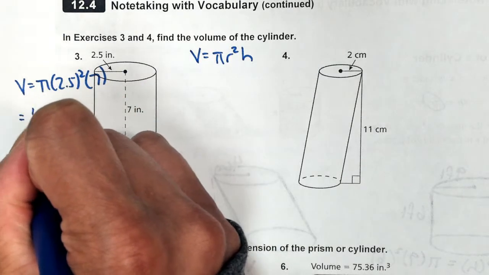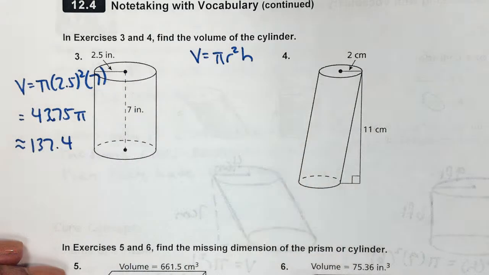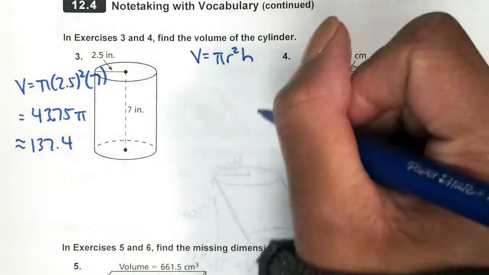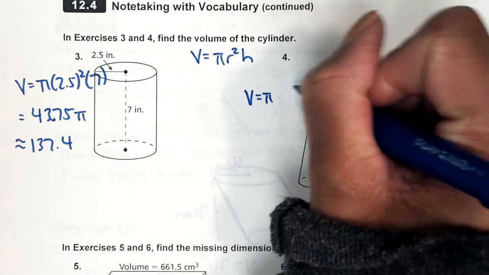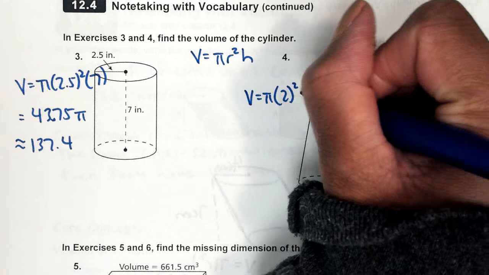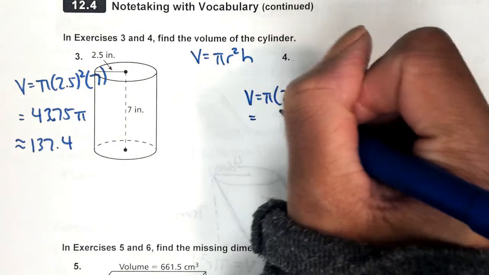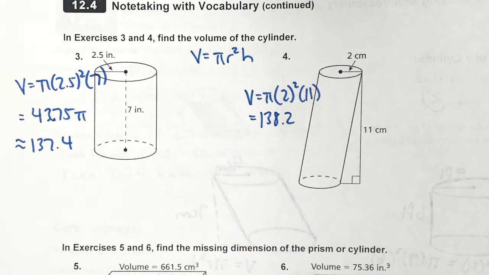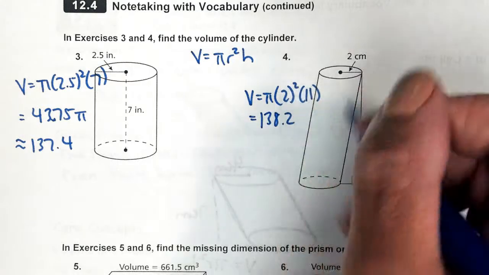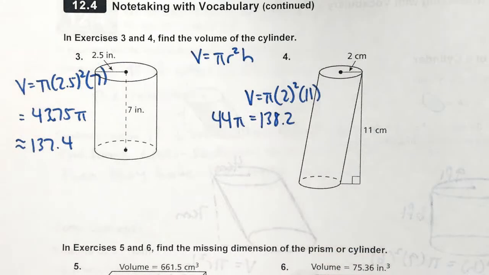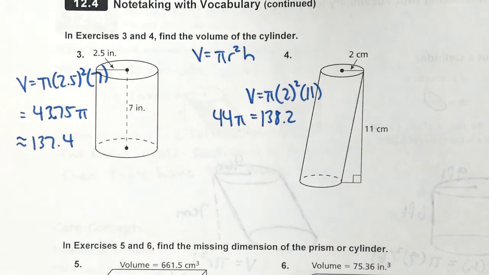And as a decimal, you end up with 137.4 rounded to the 10th place. So we'll do the same thing for number 4. So number 4, we end up with pi, and then 2 squared, the radius is 2, and the height is 11. So you have 138.2 if you're not talking about pi. If you wanted everything before pi, you have 44 pi, which is 4 times 11, and then you can convert. Alrighty, so that is numbers 3 and 4.